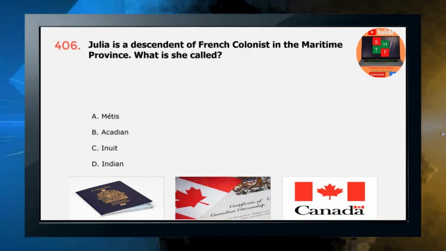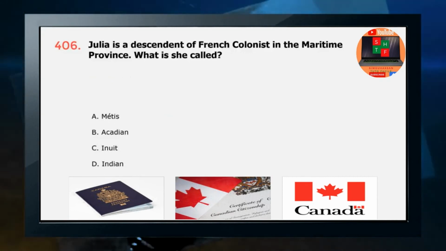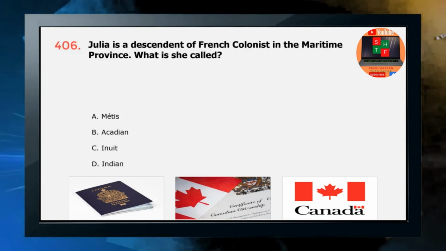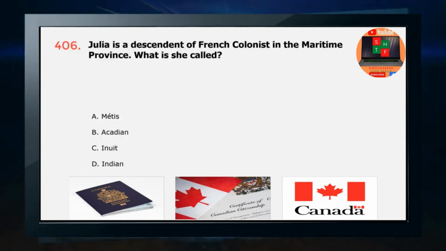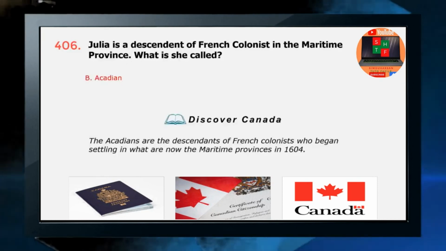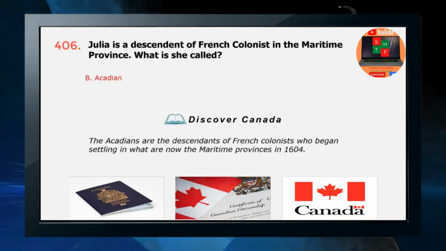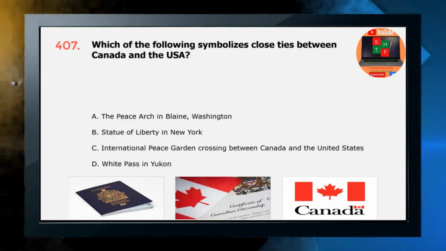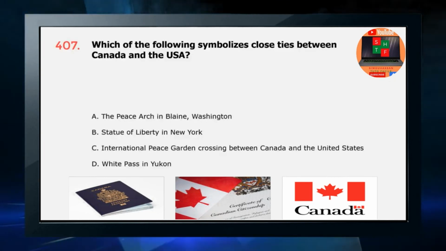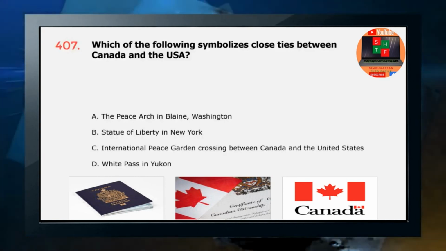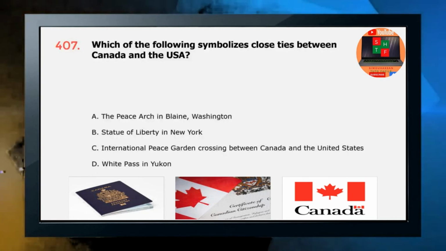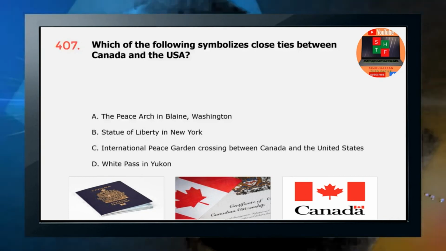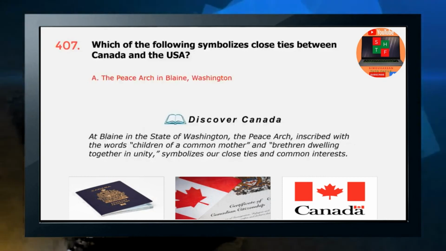Question 406. Julia is a descendant of French colonists in the Maritime Provinces. What is she called? A. Métis. B. Acadian. C. Inuit. D. Indian. The answer is B. Acadian. Question 407. Which of the following symbolizes close ties between Canada and the U.S.? A. The Peace Arch in Blaine, Washington. B. Statue of Liberty in New York. C. International Peace Garden crossing between Canada and the United States. D. White Pass in Yukon. The answer is A. The Peace Arch in Blaine, Washington.